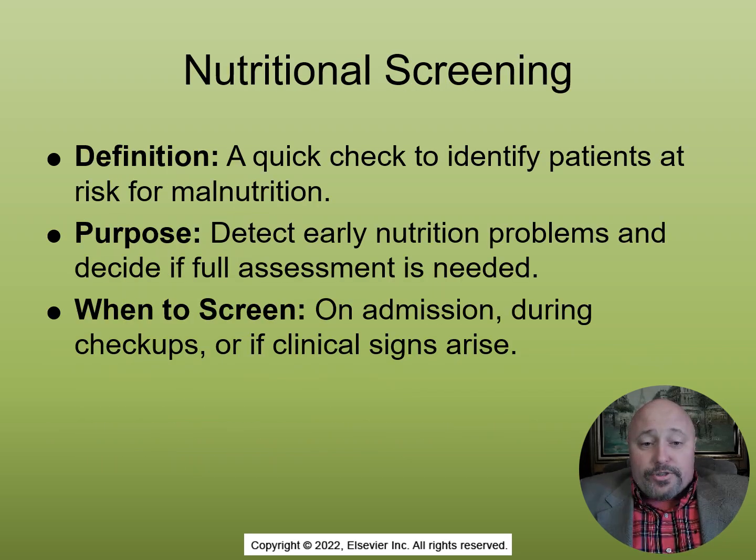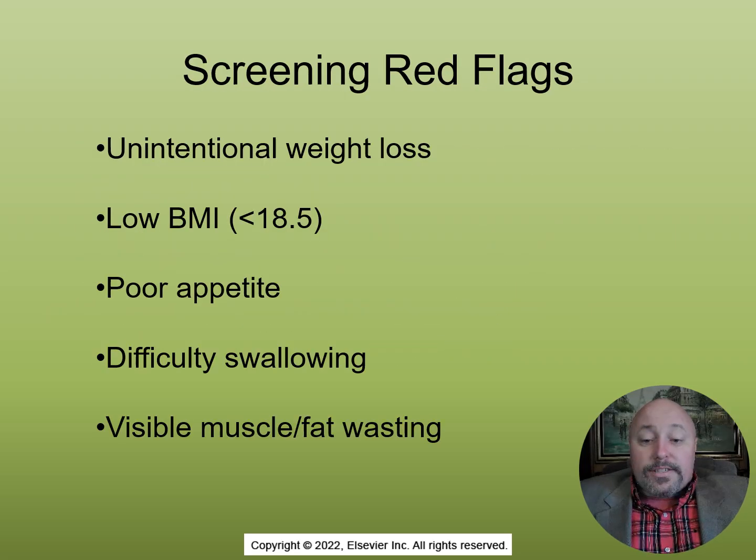When completing a nutritional screening, we want a quick check to identify the patients at risk for malnutrition. We want to detect early nutrition problems and decide if a full assessment is needed, or identify any potential areas for a more focused assessment. And we want to screen our patients both on admission as well as during checkups or if any clinical signs arise. Some major red flags we should be looking out for can be things like unintentional weight loss, a patient with a low BMI under 18.5, those with poor appetite, difficulty swallowing, or visible muscle and fat wasting.